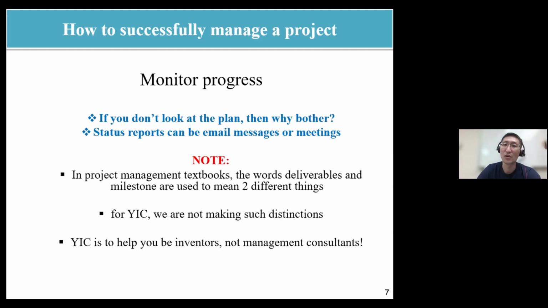So for a project, if you don't look at the plan, why do you bother? So you always have to come up with a regular report and monitoring process so that you know that you're on track. In YIC, we just want to make sure that you are spending your time effectively so that we can get the best prototype that you have, in a limited time, to the market. Right. Next slide, please.